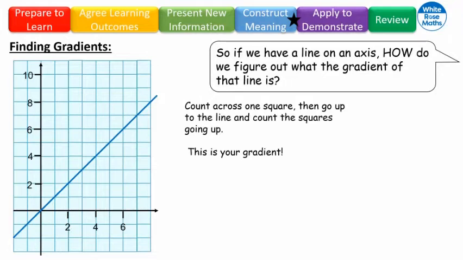We can check that again from a different point. We go across one, and we count the squares upwards till we hit the line, and we have one again. One more time, we go across one, we count the squares upwards, and we get 1. So the gradient is 1.